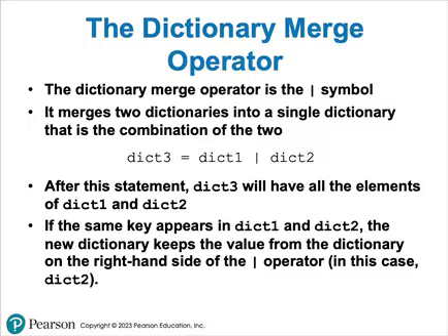Now, the one thing that I don't know that we were super clear about, although it was at least implied, is that you cannot have two key value pairs that have the same key. That just would not make sense. So if you have the same key in Dictionary 1 and Dictionary 2 in this example, it's going to keep the value that was in Dictionary 2 because it was on the right hand side of the merge operator.